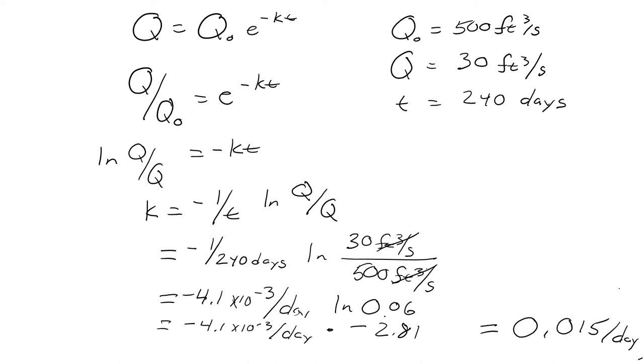Now, I know this is just looking like math to you guys right now, but this K is actually a real thing, okay? It is different for every watershed. Let me show you an example of what I'm talking about, all right? Do you guys have this? Need more time on this? Okay. Let's look at one of these decay functions.